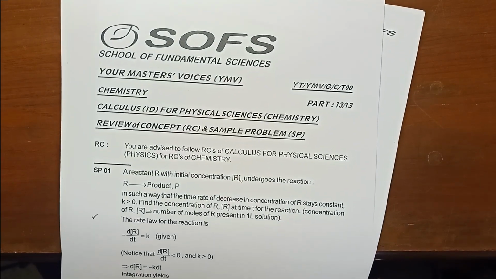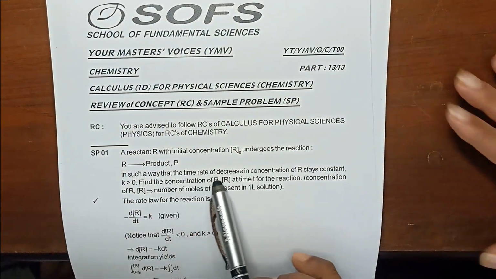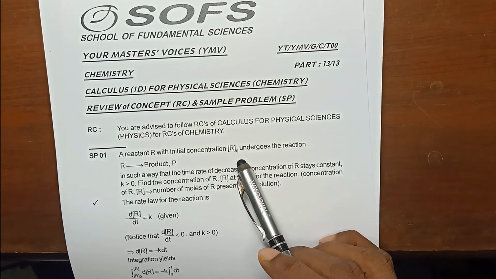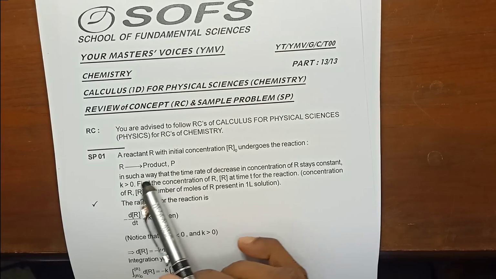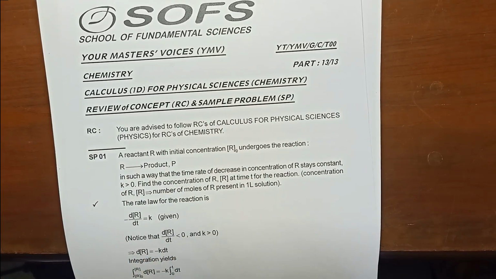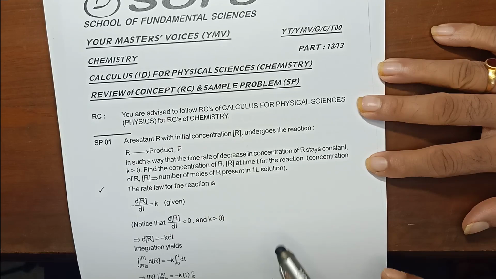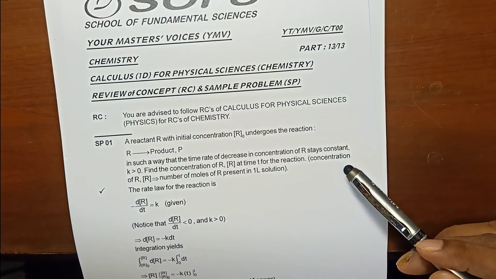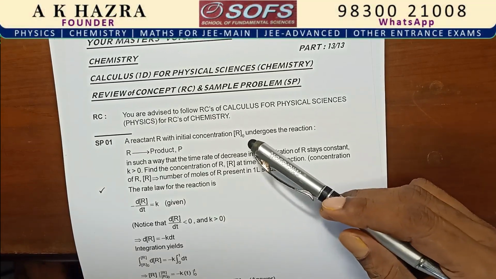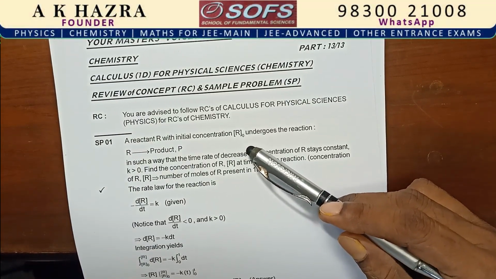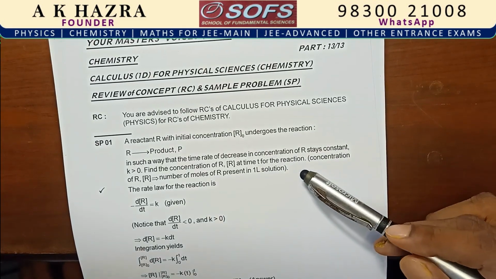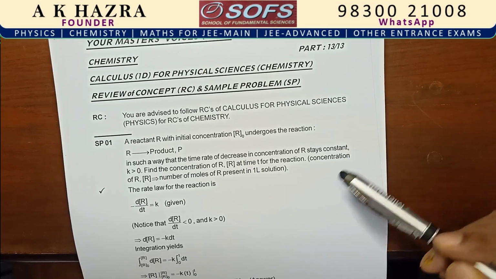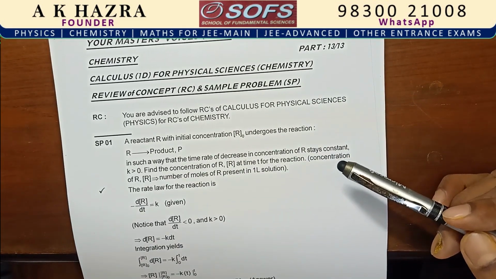SP01. A reactant R with initial concentration [R]₀ undergoes the reaction. A reactant goes to product P in such a way that the rate of decrease in concentration of R stays constant. Here [R] is the concentration of R, and [R]₀ is the initial concentration of R. It is decreasing at the constant rate K greater than 0, K is a positive constant.